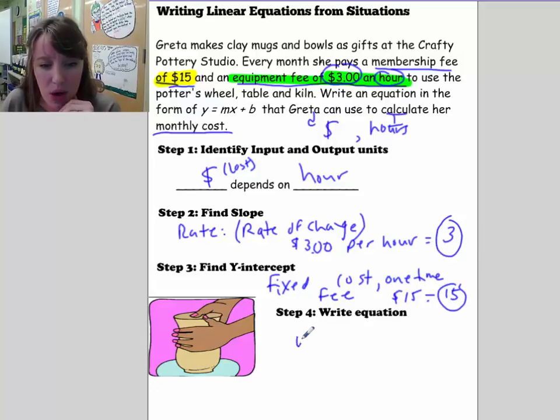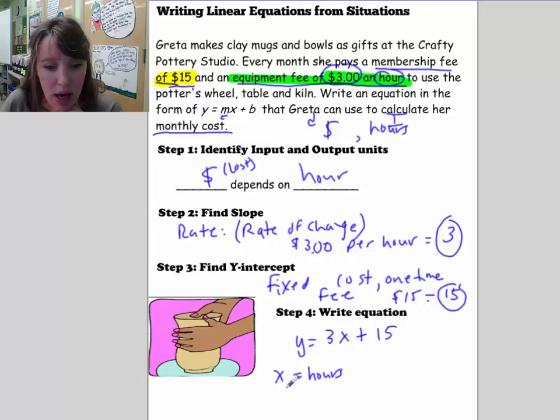So write the equation. Y is equal to, remember, m is the slope. Okay, so 3x plus 15. Okay, where x is equal to hours and y is equal to total cost in dollars.